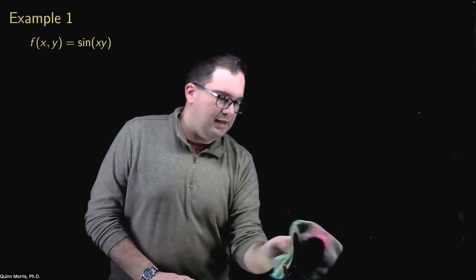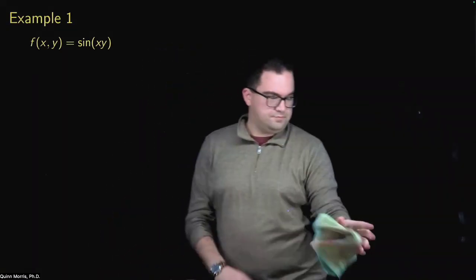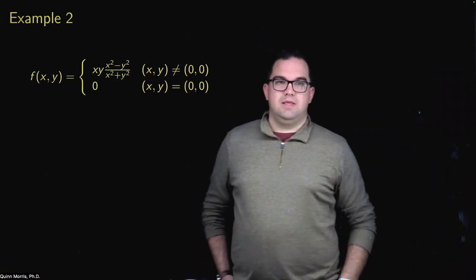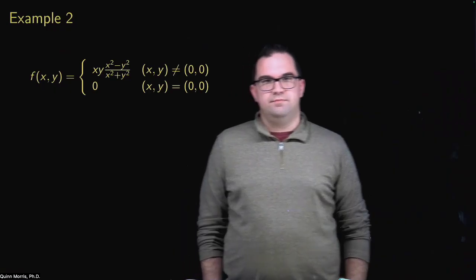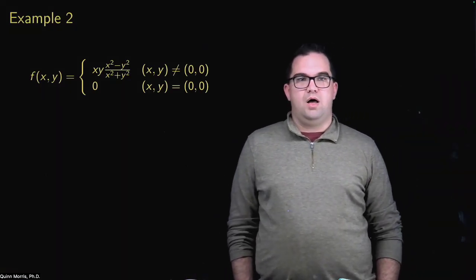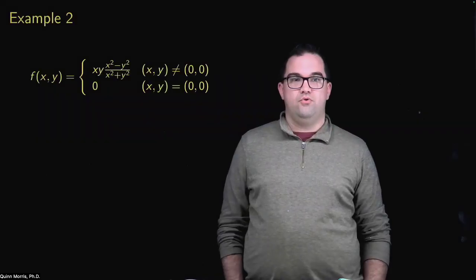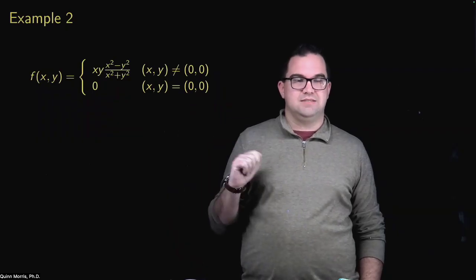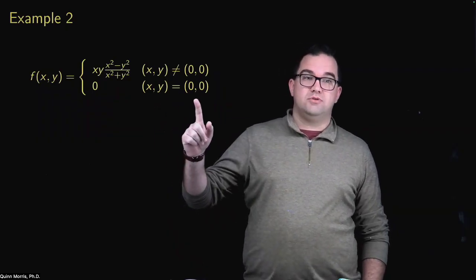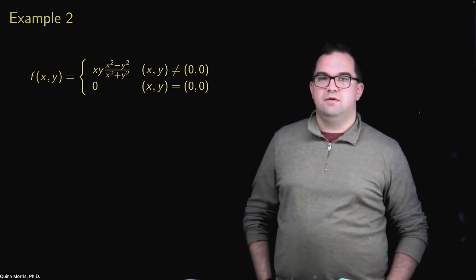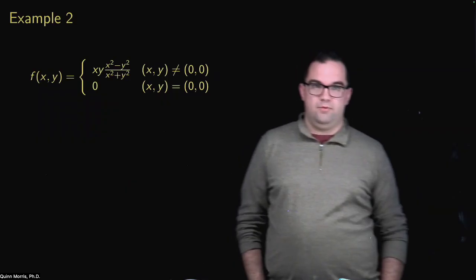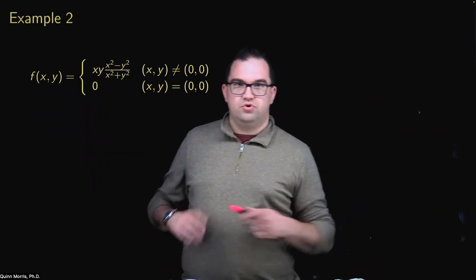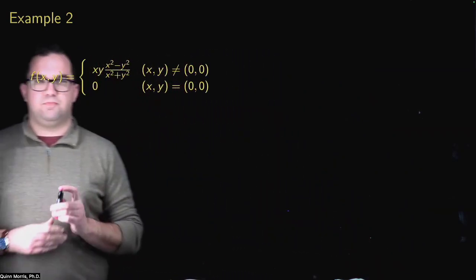So let's then look at another example. Let's consider this piecewise defined function. This function is x times y times x squared minus y squared over x squared plus y squared, as long as x and y are not both simultaneously 0. And if x and y are both simultaneously 0, then the function will return the value 0. So let's make it our goal then to try and calculate the mixed partial derivatives.